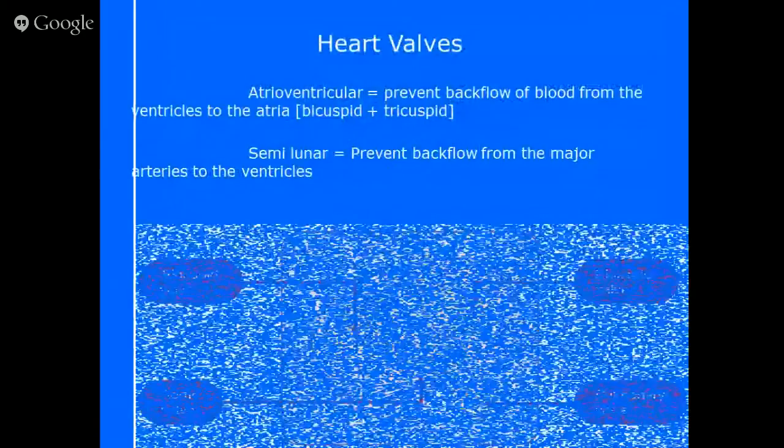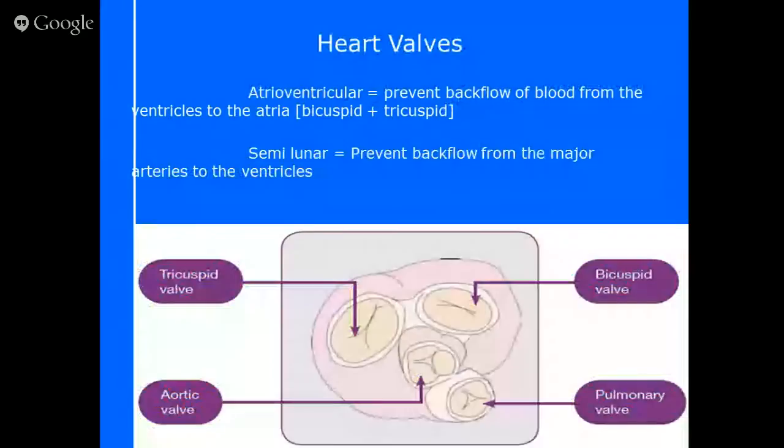Okay, so let's look at heart valves. So looking at the heart valves themselves, don't worry about the drawing just at the bottom for a second. I will explain it in just a minute.